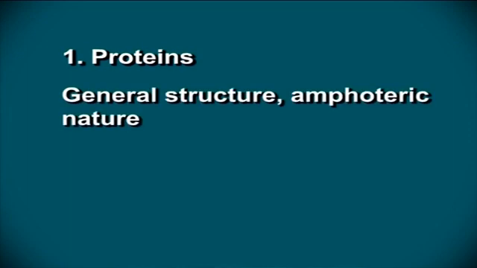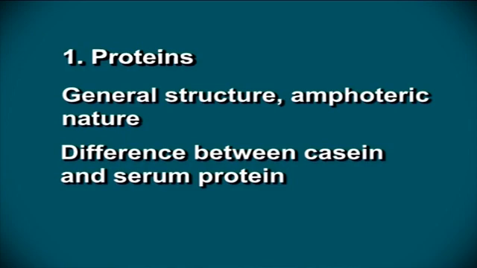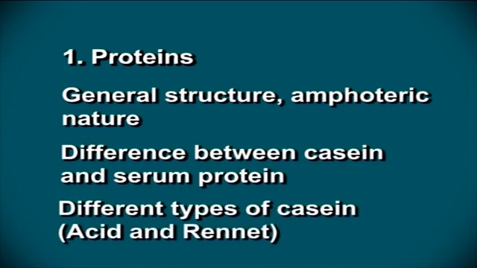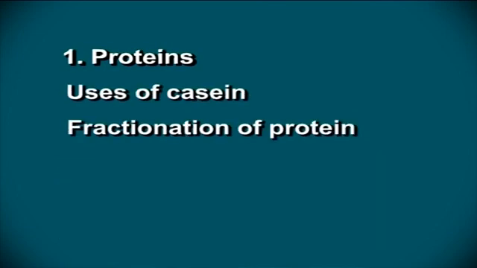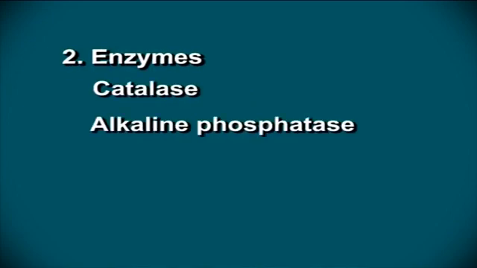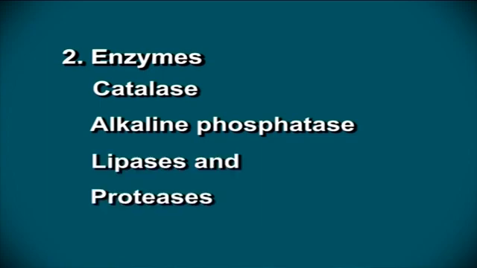In the present study, the proteins and enzymes of milk are covered under the following sections. First is the proteins: general structure, amphoteric nature, difference between casein and serum protein, different types of casein, that is acid and rennet, uses of casein, fractionation of protein. Second is enzymes: catalase, alkaline phosphatase, lipases and proteases.